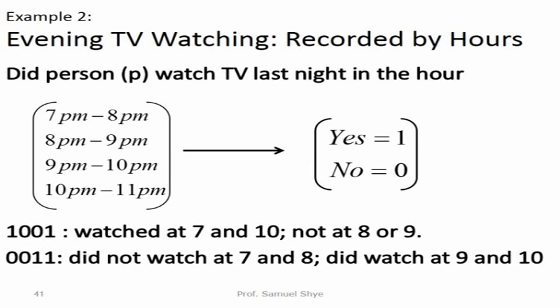Evening TV watching recorded by whole hours. Did person P watch TV last night in the hour 7 to 8, 8 to 9, 9 to 10, 10 to 11? Yes equals 1, No equals 0. A person with a profile 1001 watched at 7 and at 10, but did not watch TV at 8 or at 9. A person with a profile 0011 did not watch at 7 and 8, but did watch at 9 and 10.